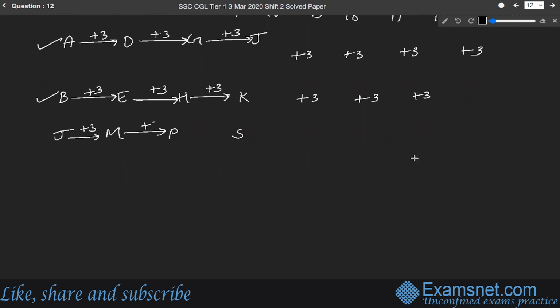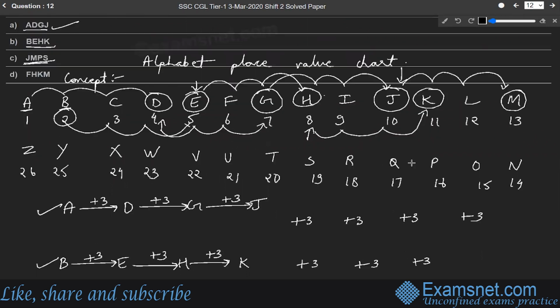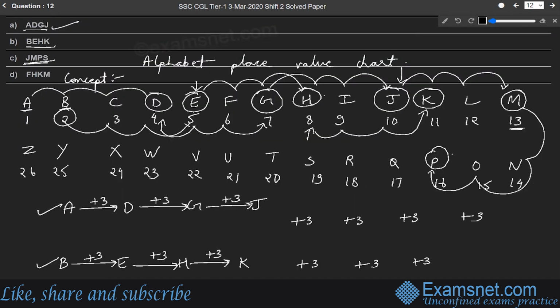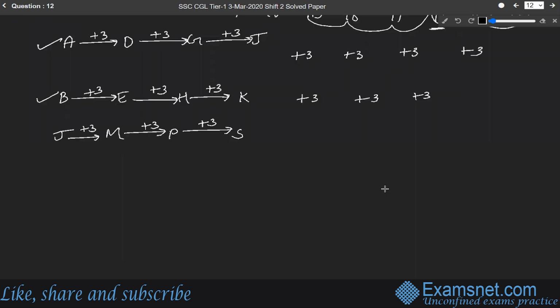Next is M and P. M plus 3 should be equal to P. So where is M? M is present in the 13th position. M plus 3 will be 1, 2, and 3. So M plus 3 is P. It is also correct. Next is P and S. P plus 3 should give S. So P is present in the 16th position. P plus 3 means 1, 2, and 3. So P plus 3 is S. So this is also following the concept of plus 3, and plus 3. So it is also in the same manner.